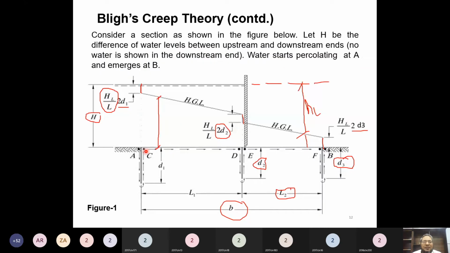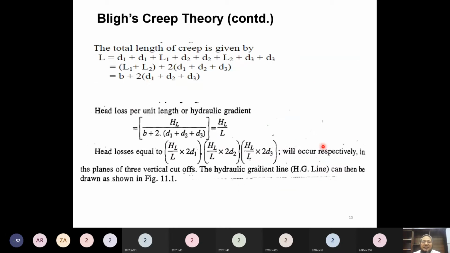So what will the total creep length be here? This is D1 plus D1 plus L1 plus D2 plus D2. If we say D2 twice, what else can we say? 2D2, right? Plus this L2 plus 2D3. So this is the total creep length. Is this equation clear? D1 plus D1 plus L1 plus D2 plus D2 plus L2 plus D3 plus D3. So this is the total creep.